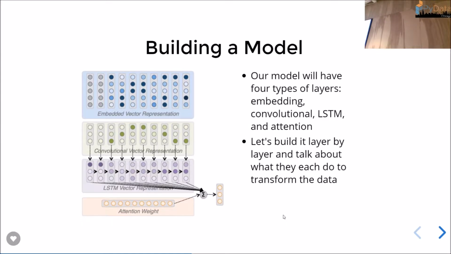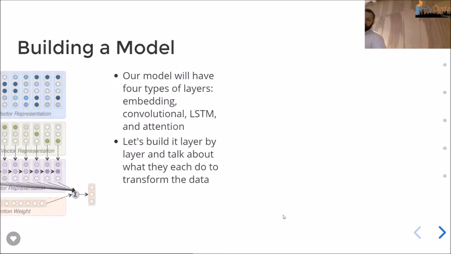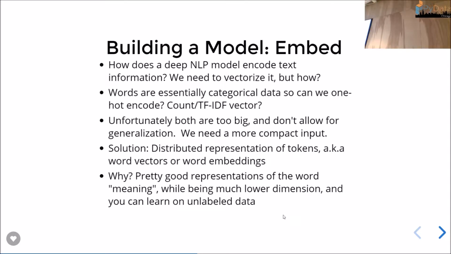Okay, so we've prepped our data, we built our baseline, and now we're going to build a model. In addition to the dense layer that we talked about, there's also different types of layers that are specific to NLP tasks. The types we're going to talk about today are embeddings, convolutions, recurrent neural nets, or in this case LSTMs, and then attention. Let's walk through this step by step and build up the understanding, and then talk about what each one does. So first up is embedding.